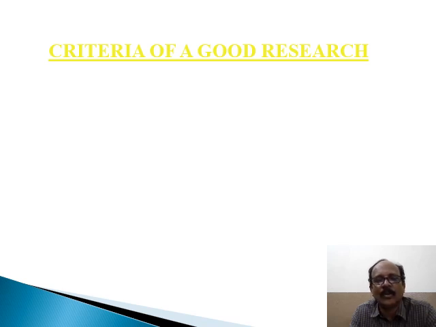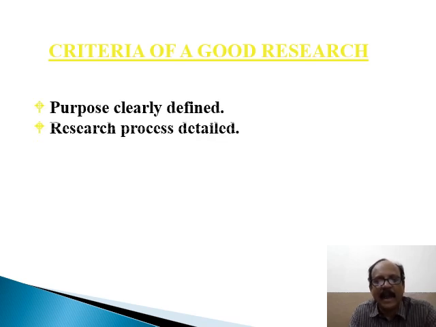Now the criteria of good research. When a research is termed good, what type of criteria do you have to follow? Clearly define the purpose: the purpose must be clearly defined first. After that, the research process in detail. As you know, the research process runs from identification of the problem to interpretation of the results and report writing, and every one of those steps you have to follow.